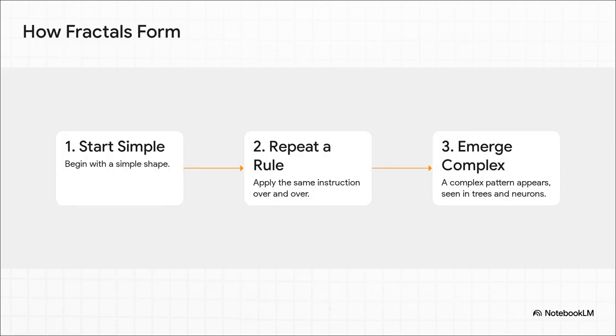And that brings us to fractals, which are a huge part of nature's geometric toolkit. It's a simple idea, really. You just start with a basic shape, you apply one simple rule over and over and over again, and suddenly you get these incredibly complex, beautiful, self-repeating patterns. It's how you get the shape of a tree, a snowflake, or even the jagged coastline of a country.